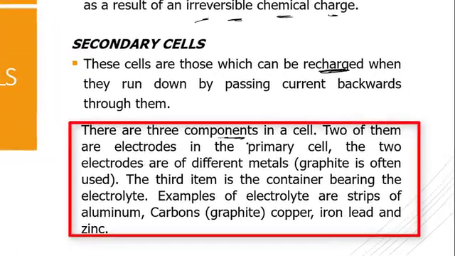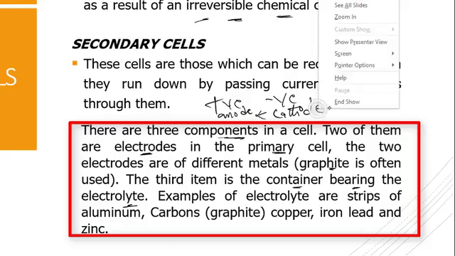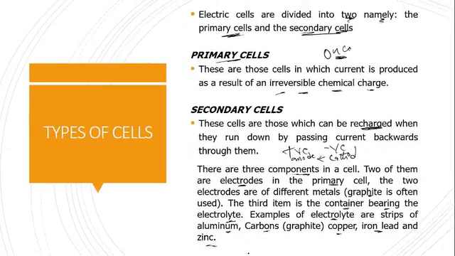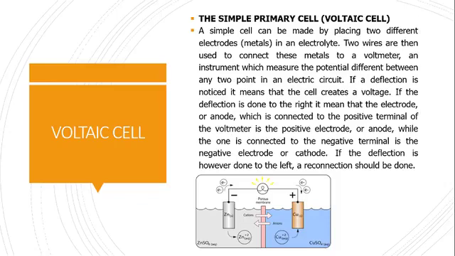We have about three components in a cell. For the primary cell, we have the two electrodes which are often made up of graphite, and we have the third item made up of the electrolyte. And for some other cells, we have electrodes. We have the positive electrode and we have the negative electrode. The negative electrode is called the cathode and the positive is called the anode. Though in some kinds of electrolysis, this position can change, where negative becomes anode and positive becomes cathode. Examples of electrolytes are aluminium, carbon, copper, iron, lead, and zinc. Electrolytes are substances, solutions through which current can flow.